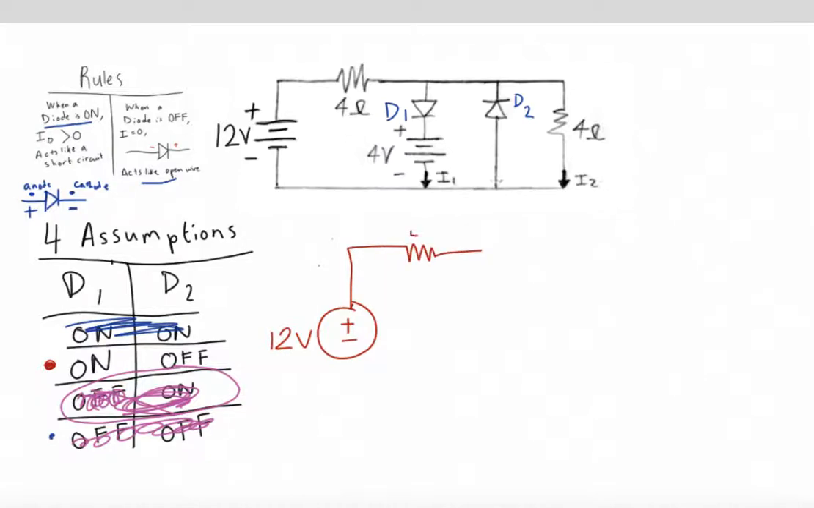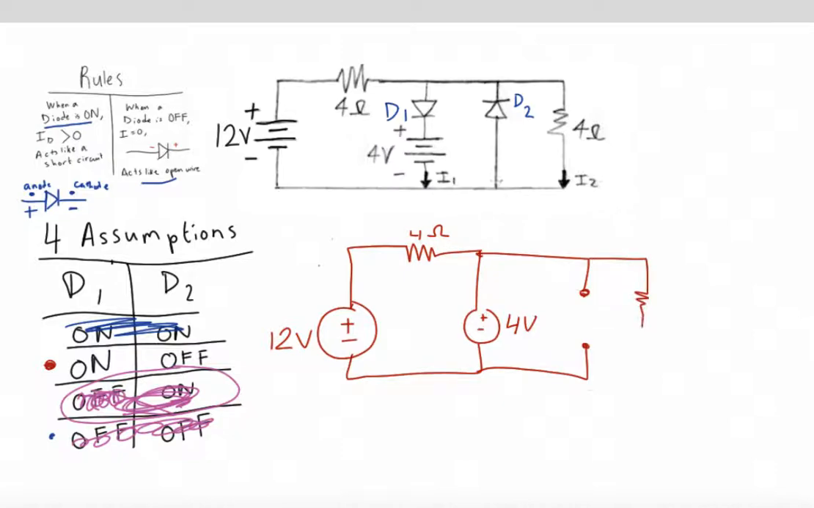So here we have the 4 ohms. We're assuming diode 1 is on, so a wire. And then we have plus, minus, the 4 volt DC. And then we have here, replaced with an open circuit, and then the 4 ohm. So diode 2 is off.